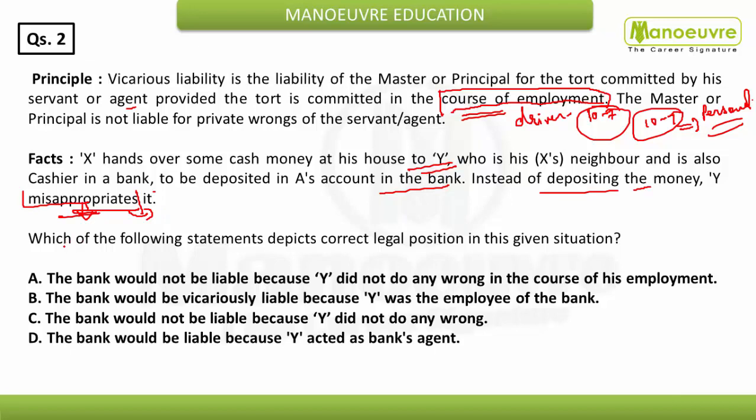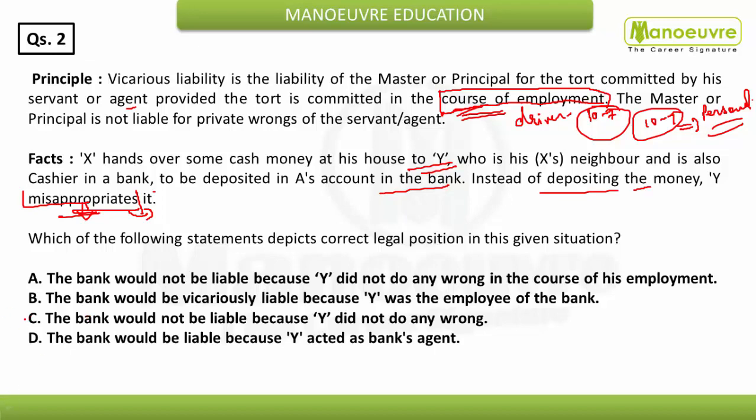Okay, so which of the following statements depicts the correct legal proposition in the given situation? Now over here in this option, you have to be careful whether the condition they have mentioned in the principle about the course of employment has been applied or not. The bank would not be liable because Y did not do any wrong in the course of his employment, correct? The bank would be vicariously liable because Y was the employee of the bank. The bank would not be liable because Y did not do any wrong. The bank would be liable because Y acted as bank's agent.